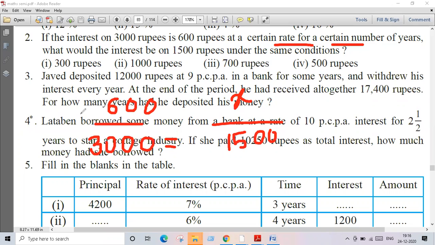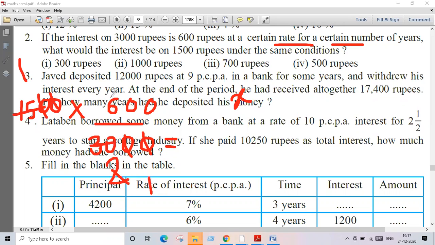So 1500 will come here, this will go away from here. So x will be what? The zeros are cut, here also the zeros are gone. 15 ones are 15, 15 twos are 30, 2 ones are 2. Here it is 300 rupees. What do we get? 2 threes are 6, 300. So option number 1.